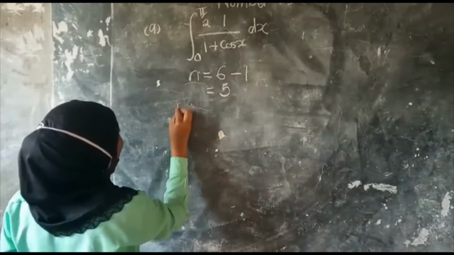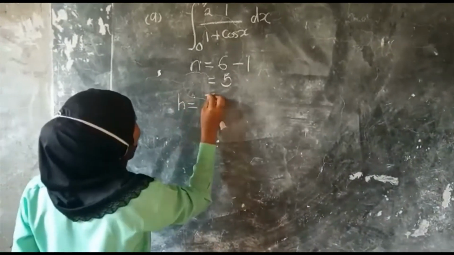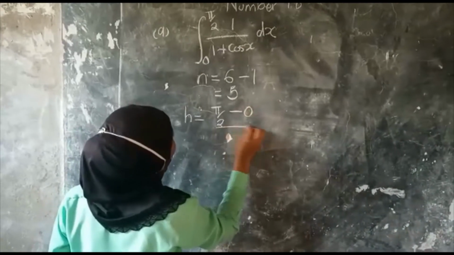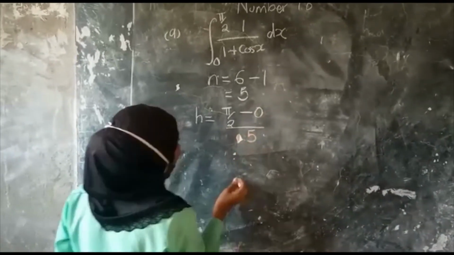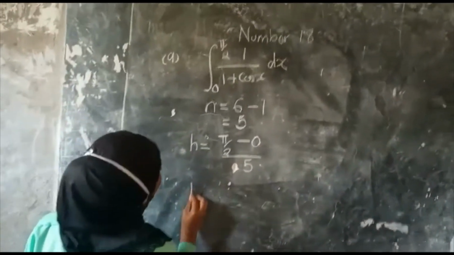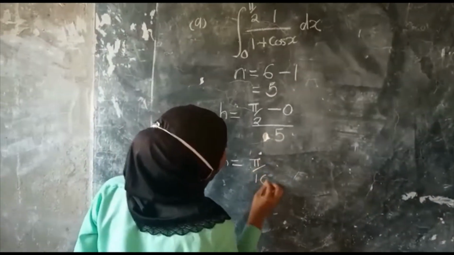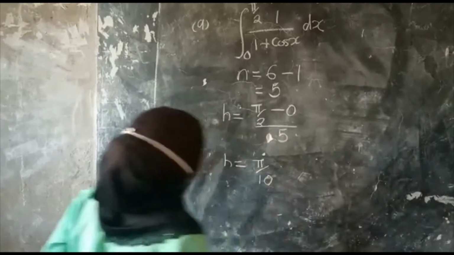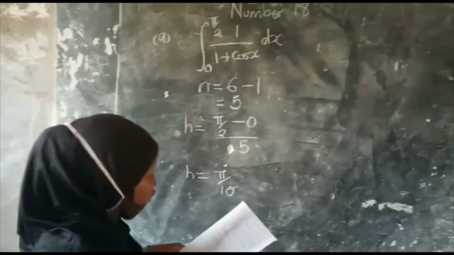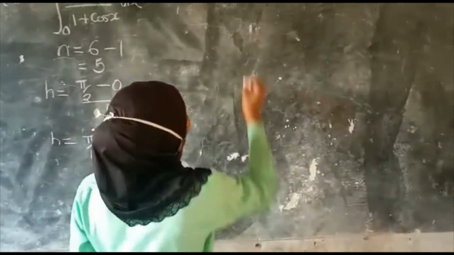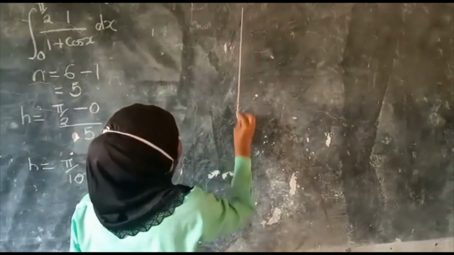And we want to get our height, which is the upper limit, pi over 2, minus our lower limit, which is 0, divided by 5, which is our n. So our h is going to be pi over 10. This is what we have. From here, we are going to use the table. And in the table, we are going to have some values that are repeated and some values that are not repeated.